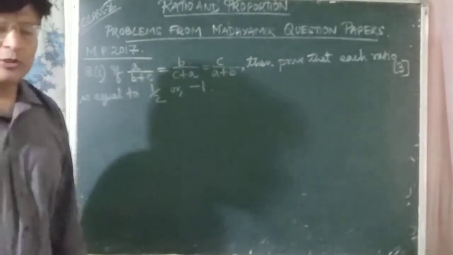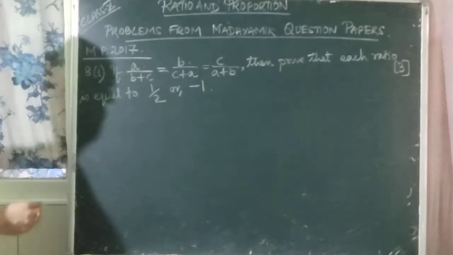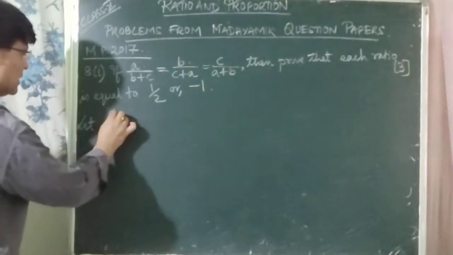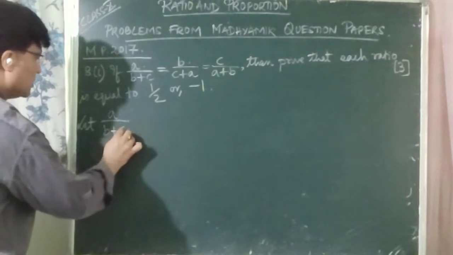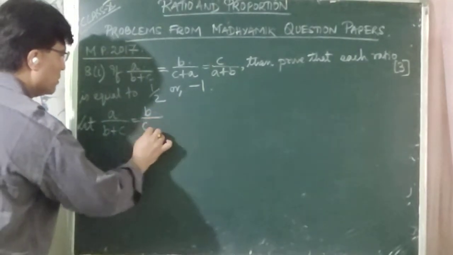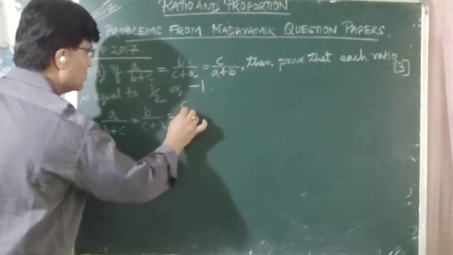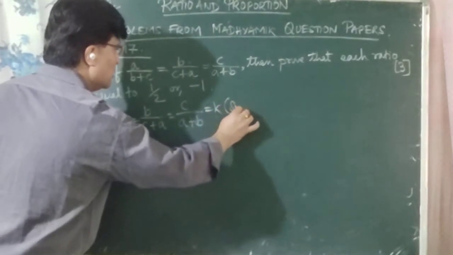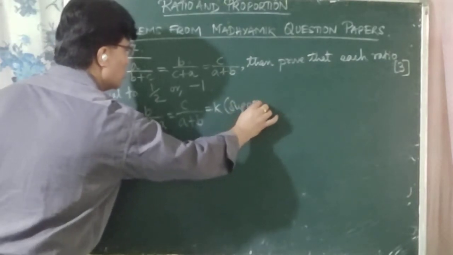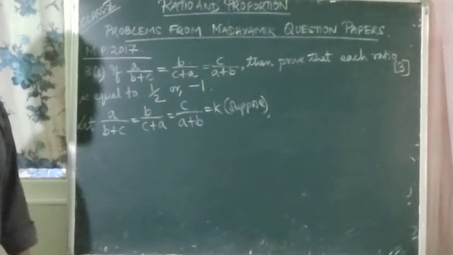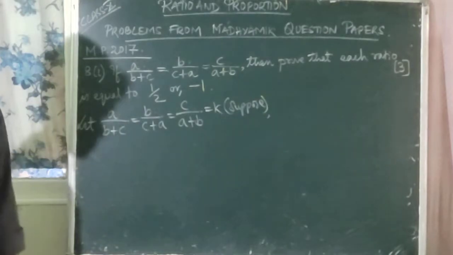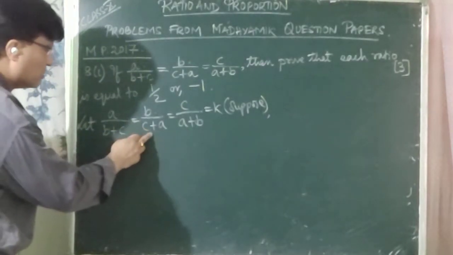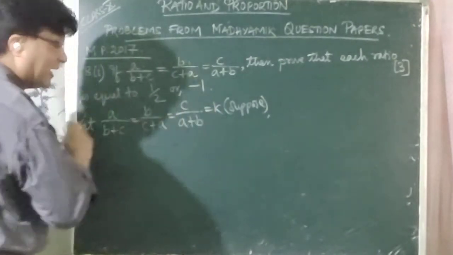Is that clear? So let us use the K method. You can assume the given part: let A upon B plus C is equal to B upon C plus A is equal to C upon A plus B is equal to K, suppose. Now the first ratio, the second ratio and the third ratio are each equal to K.